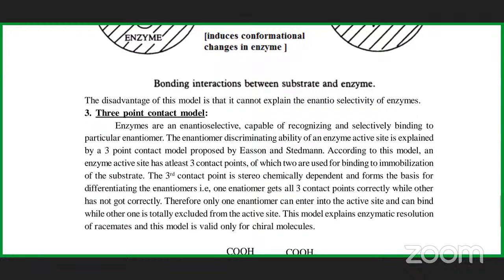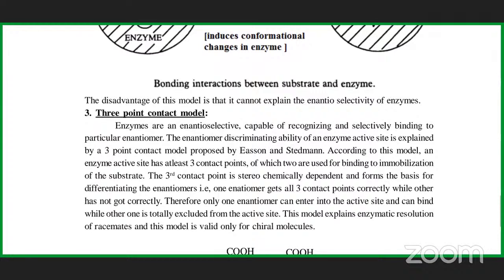Among these three contacts, two are used for binding and immobilizing the substrate, and the third contact point is stereochemically dependent and forms the basis for discriminating the enantiomer. That means one enantiomer gets all three interactions or contact points correctly, while the other does not, because the orientation of the groups and atoms will be different.